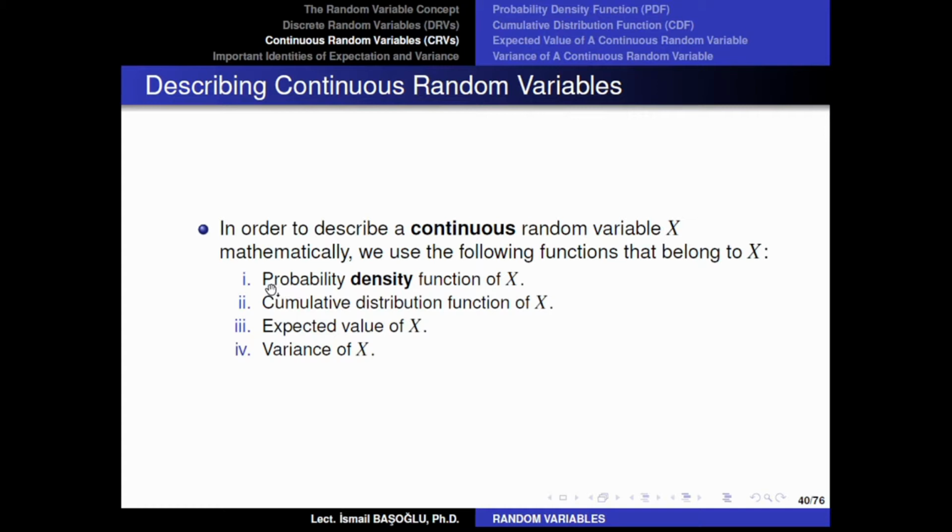Instead, we totally define a different concept, which is called probability density function for x. If x is a continuous random variable, we can express probabilistic information related to that random variable with a probability density function. So probability density function is going to be a very new concept, and it holds the probability information related to this continuous random variable x.